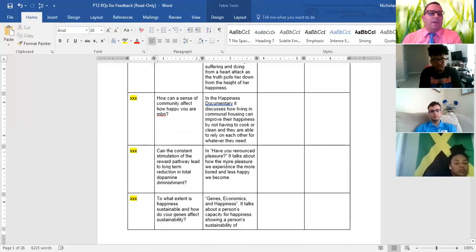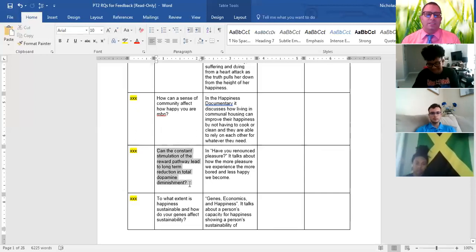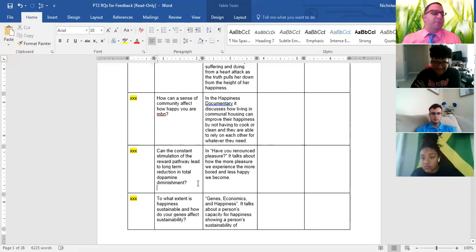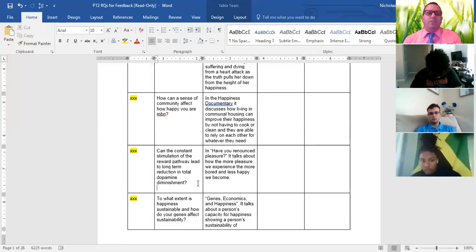Or here's another one. Can the constant stimulation of the reward pathway lead to long-term reduction in total dopamine diminishment? This is extremely scientific. Unless you've taken psychology or have a background in this particular area, I would avoid something that is this scientific, okay? Because you don't want to get caught up in this sort of lumping of data when it comes to something that specific. So I would be careful with a question like this, okay? But the way that they connected it is they actually connected it to Have You Renounced Pleasure, where it talks about the more pleasure that we experience, the more bored and less happy that we become.